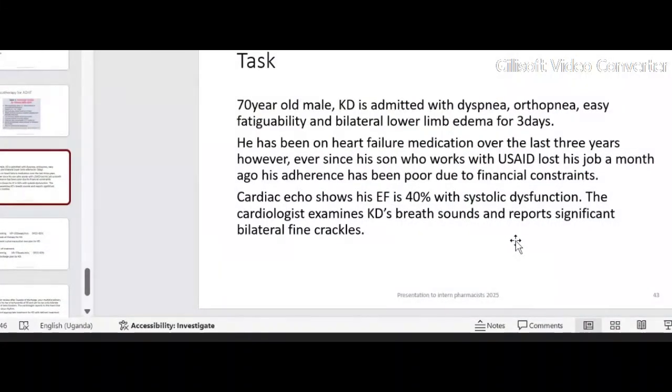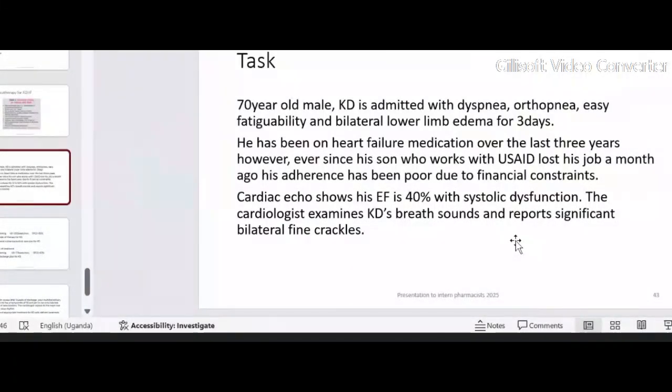Now we go to our task as we conclude. We said our patient is a 70-year-old, KD. He comes in with dyspnea, orthopnea, fatigability, and bilateral lower limb edema for 3 days. He has been on heart failure medication for 3 years. However, ever since his son, who works with USAID, lost his job a month ago, his adherence has been poor.